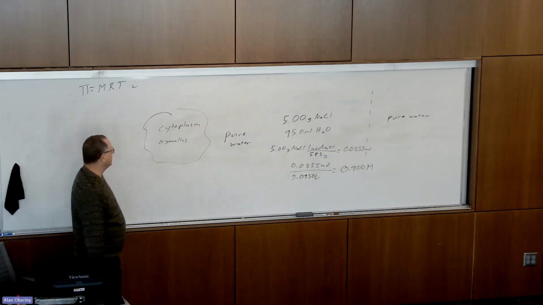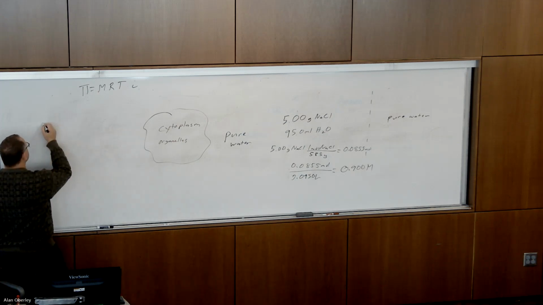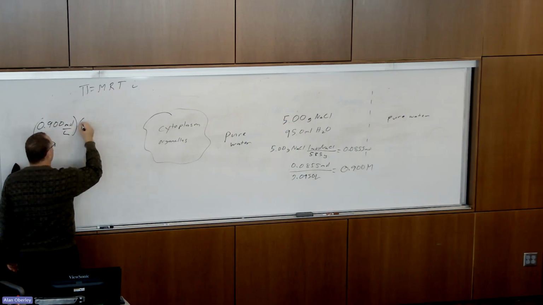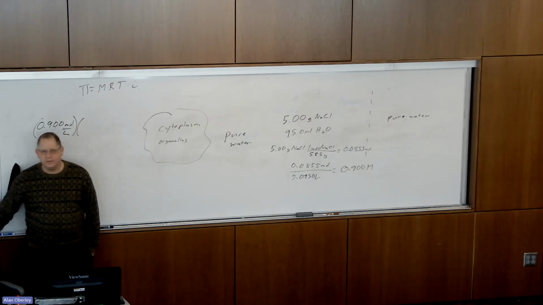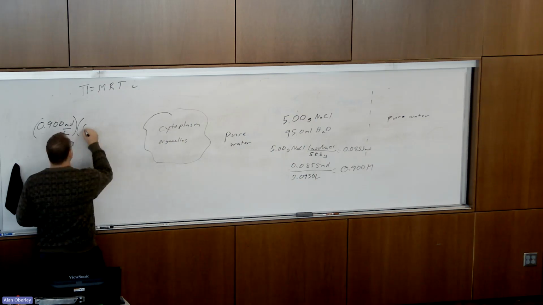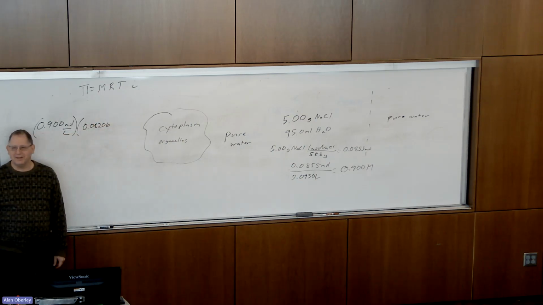Okay, so let's look at how this goes. Molarity, what is that? 0.900 moles per liter times R. Which R should we use? I hope you haven't used R for a while. What is R? 0.0826. Remember what the units are? Atmospheres.